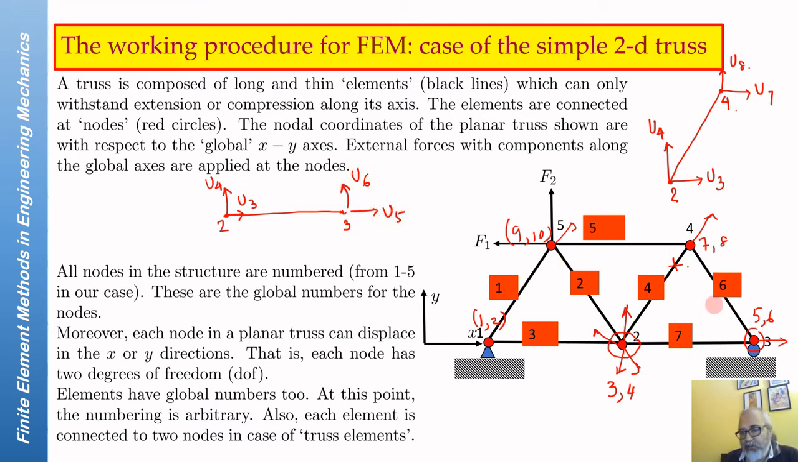The entire solution would consist of the values of the 10 degrees of freedom that we have in this particular system. So capital U1 to U10 will have to be solved, out of which U3, U4, U7, U8 are associated with element number 4, whereas U3, U4, U5, U6 are associated with element number 7. Similarly, you can work it out for any element in the system.